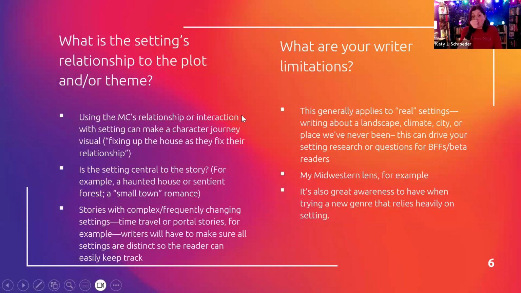The third question that you want to ask is, what is the setting's relationship to plot and or theme? Using the main character's relationship or interaction with a setting can make their journey visual. So let's say you're writing a story about a couple, they're on the outs, they're not sure if they're going to repair their relationship, but they buy this old house and they're fixing it up together. So as they're fixing up the house, they're also fixing their relationship. So, definitely, finding those places that you could use setting to your advantage.